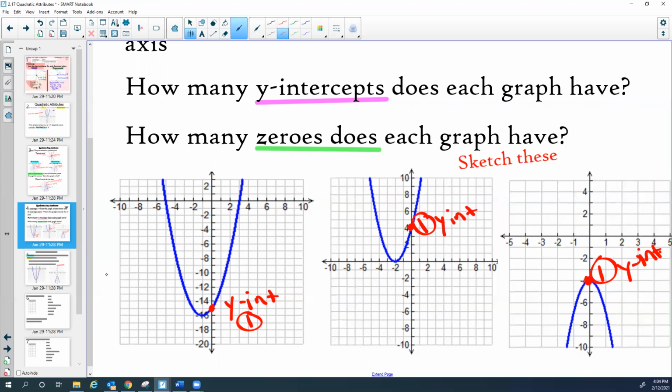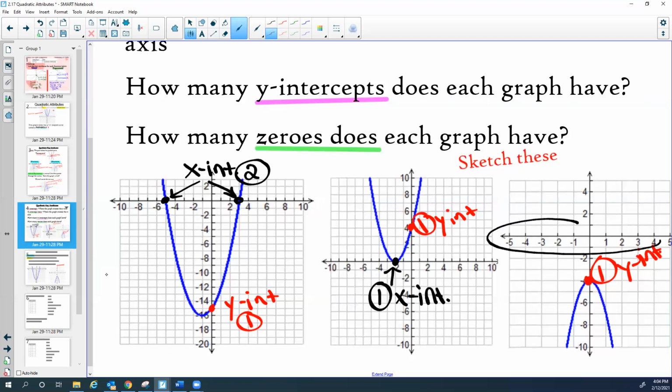However, with the x-intercepts, notice this first graph. We cross the x-axis twice. Once right here, once right here. So both are considered x-intercepts. But on the next one, it only touches once. So there's only one x-intercept. Then lastly, notice on this last one, it never crosses. So there are no x-intercepts.